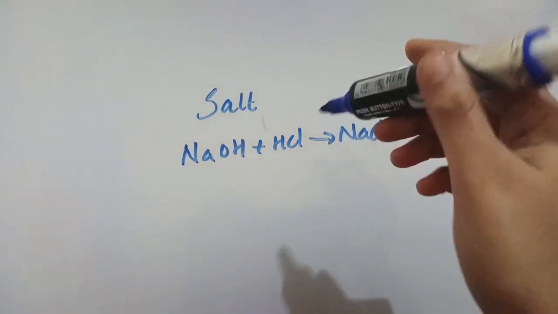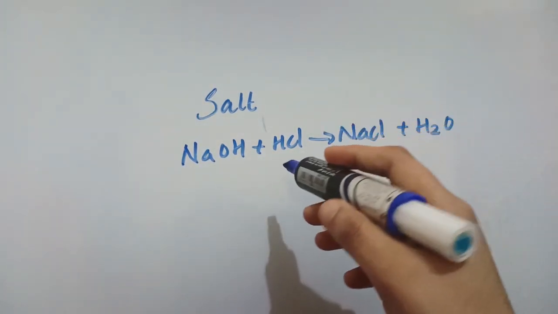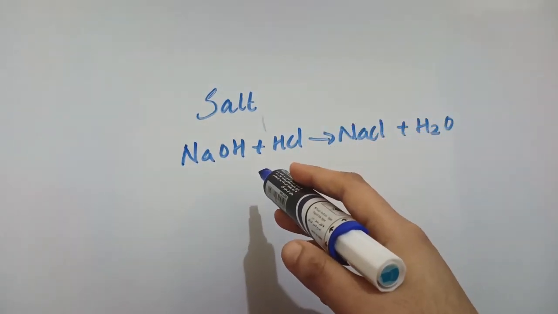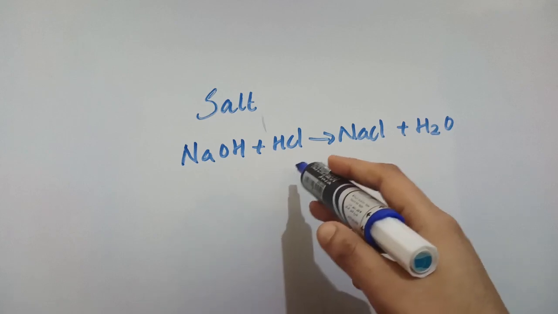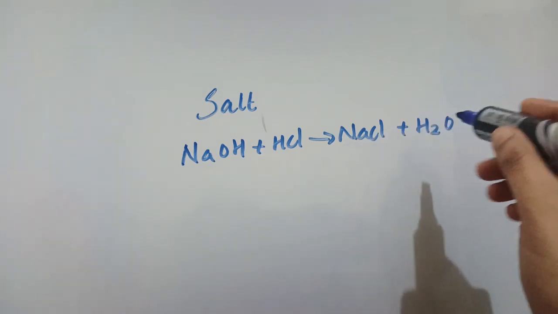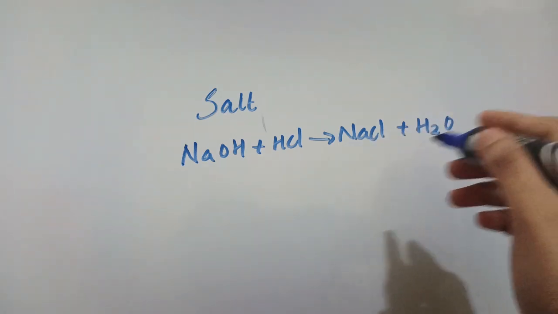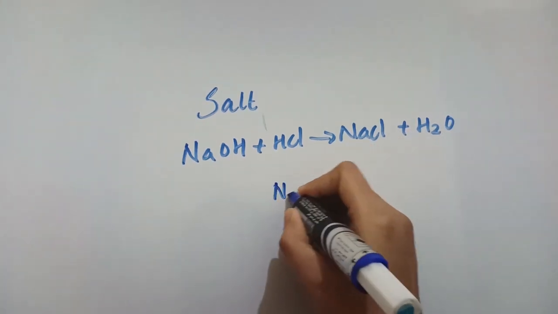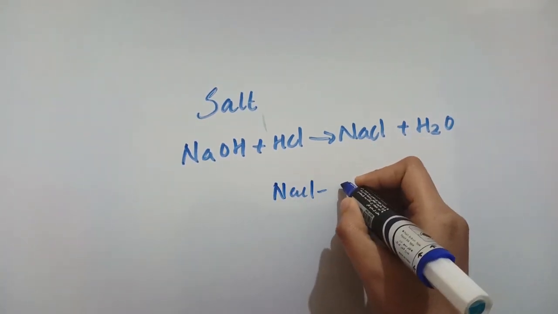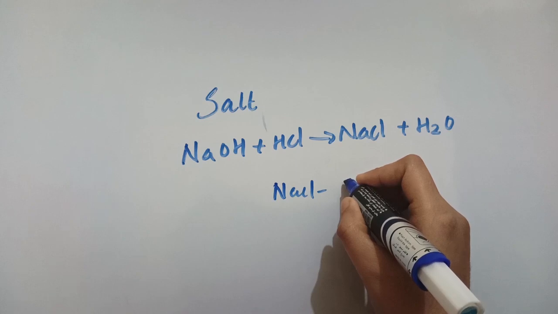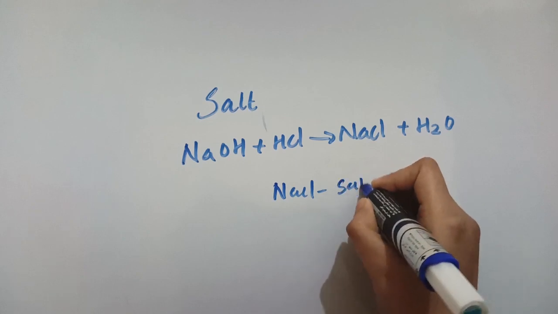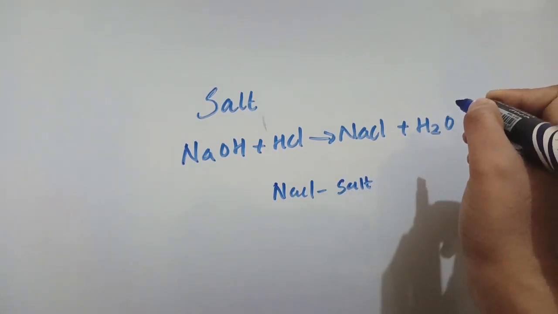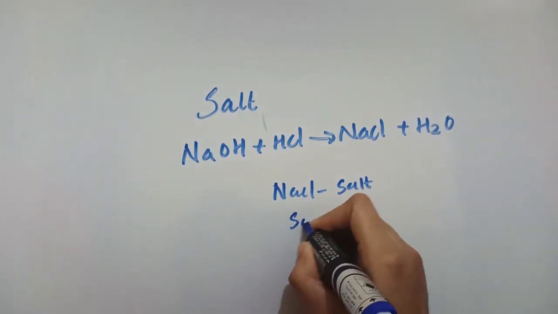Next we can discuss salt. Consider a chemical reaction NaOH plus HCl gives NaCl plus H2O. Here NaCl is the salt formed by the reaction between HCl and NaOH, that is sodium chloride.